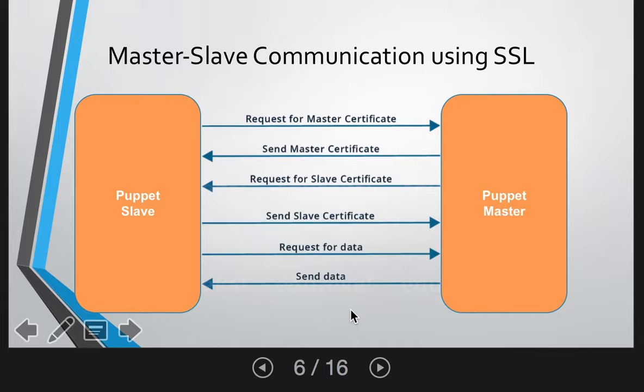This is the master-slave communication process. For the first time when the slave tries to contact the master, the master has to authenticate it, and authentication is done using SSL. The Puppet slave requests a certificate, and the Puppet master provides a certificate. Once the slave has a certificate, it can request the data, and then the Puppet master sends the configuration data to the slave.